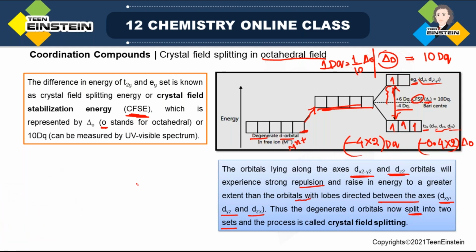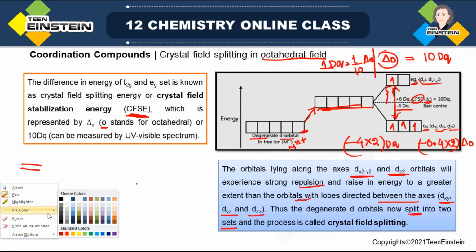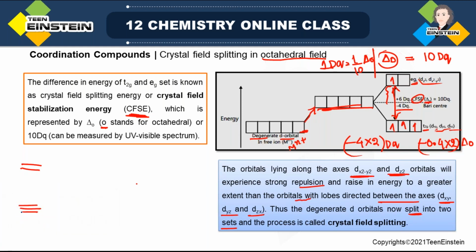So suppose we have this Eg and T2G, and now you have placed electrons. Suppose it is a d4 system. So for the d4 system, 1 1 1, then the fourth electron we have placed here. So how will you do the calculation? If it is in terms of dq, it will be -4 into 3 and 6 into 1. That means -12 plus 6 is -6 dq. But if you are doing the calculation in terms of del O, it will be -0.6 del O.